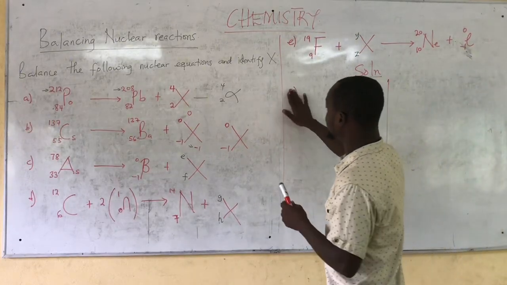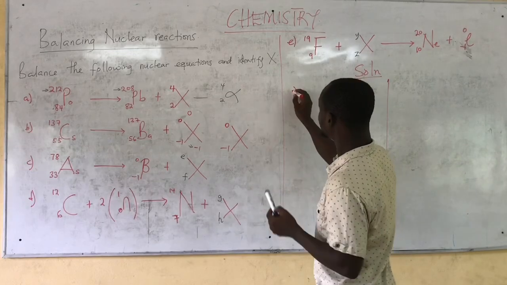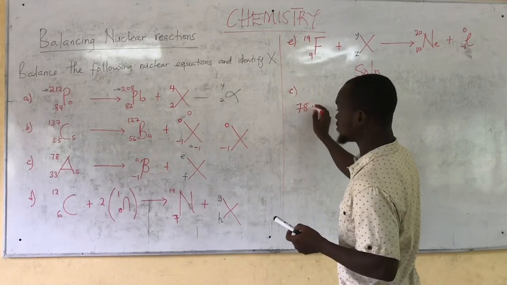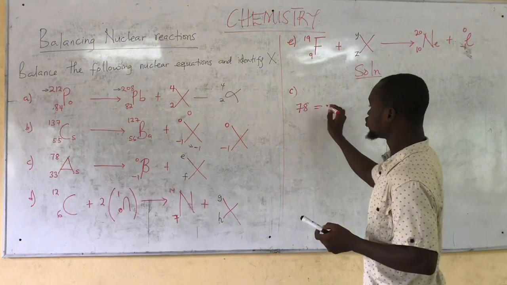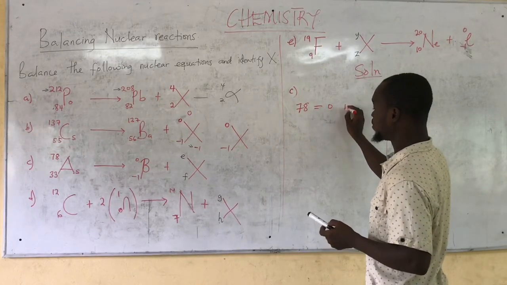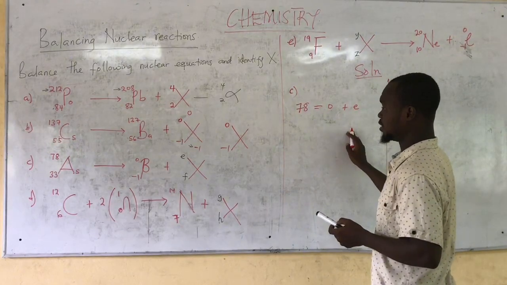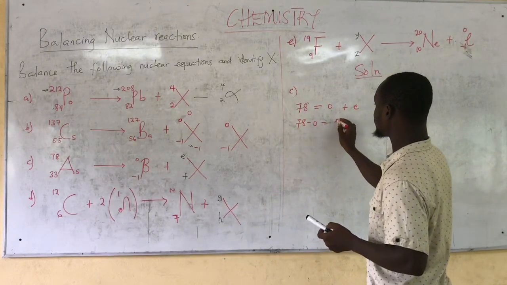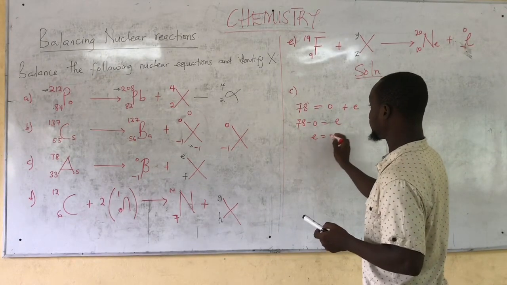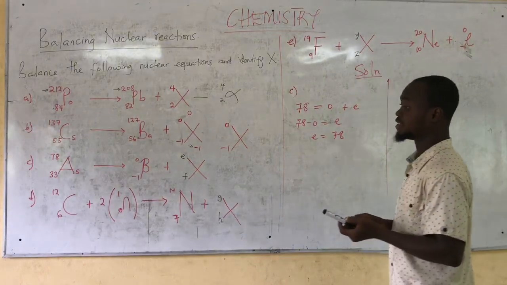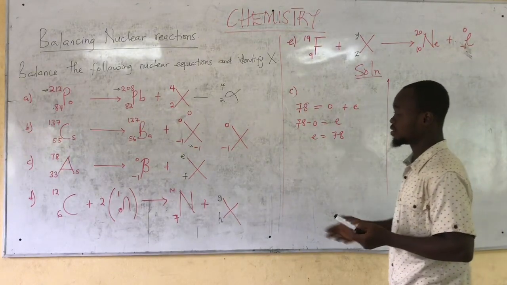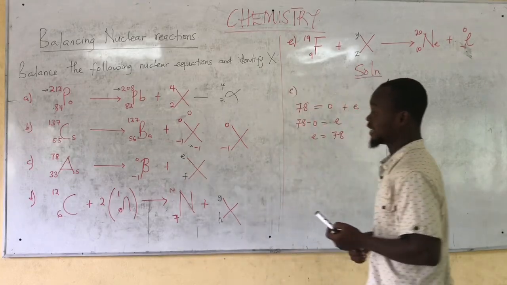So we have C. In example C, we have a total mass of 78 in the reactant, should be exactly equal to 0 plus E. Is that okay? So 78 minus 0 is equal to E. Therefore, E is equal to what? 78. Is that okay? Our E is equal to 78 for our third example.